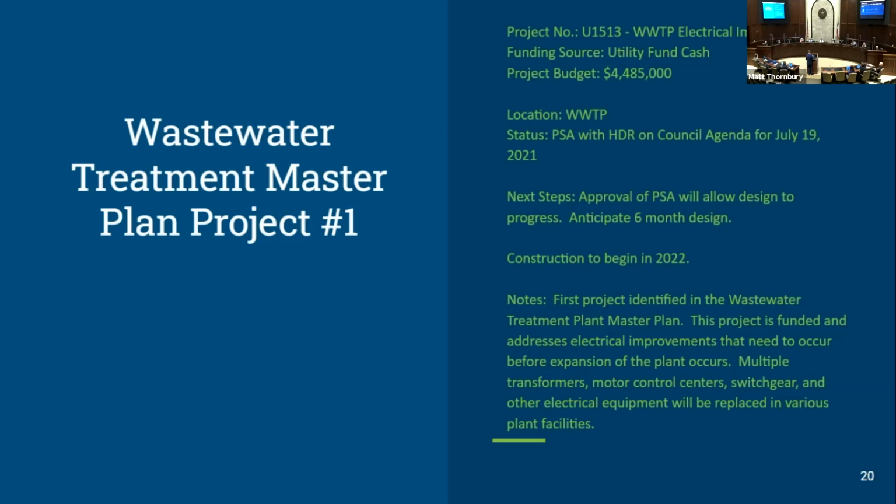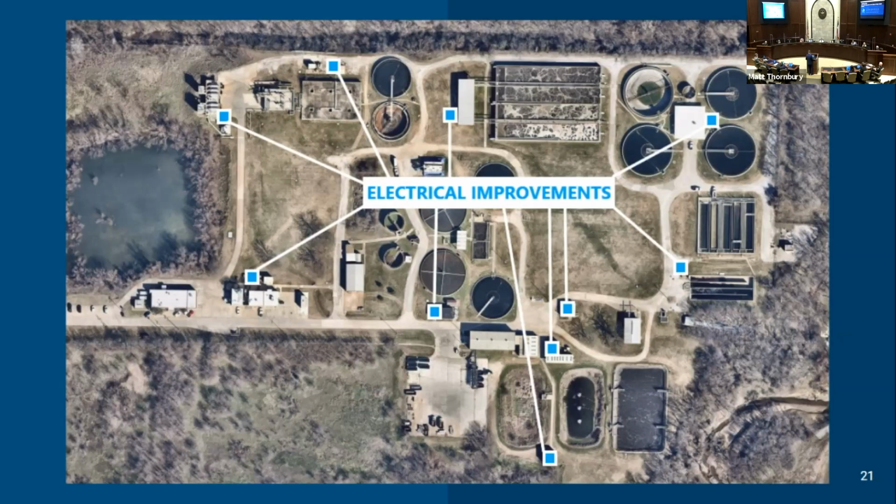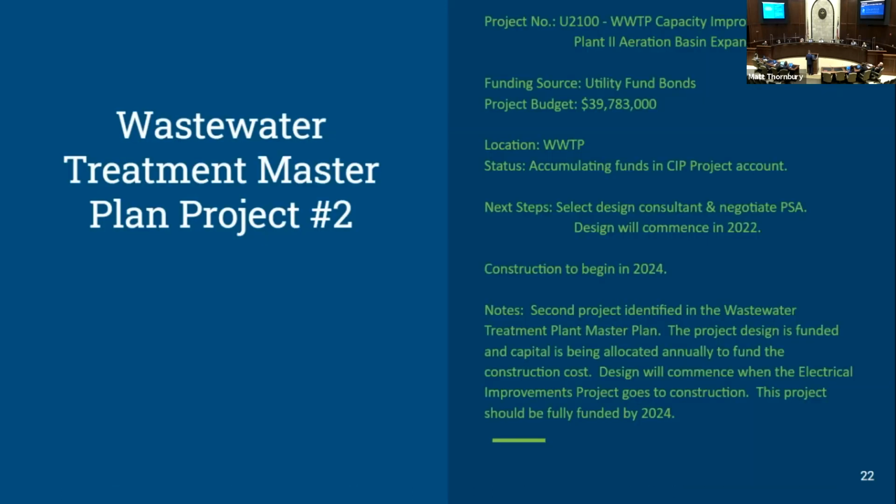There's actually a PSA scheduled for next Monday night for the design contract with HDR to begin the process of that. And this is really the most critical piece that was identified in that master plan. And here's a drawing kind of showing where the improvements are, and it's all manner of electrical improvements, transformers, switchgear, motor control centers, and that sort of thing. Upgrades that will not only handle the facilities we have out there, but then prepare us for those future expansion facilities as well.